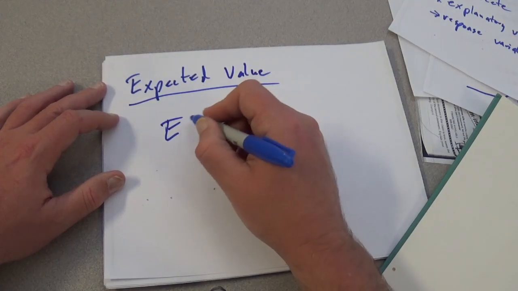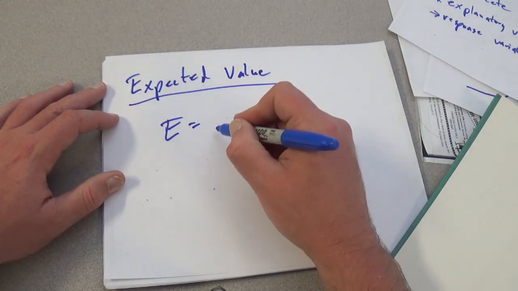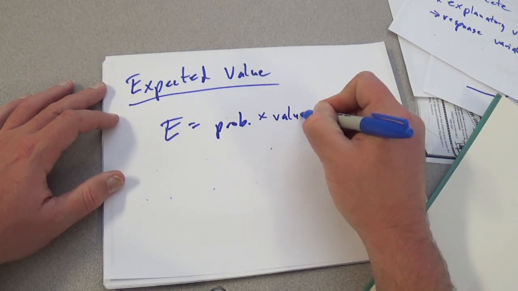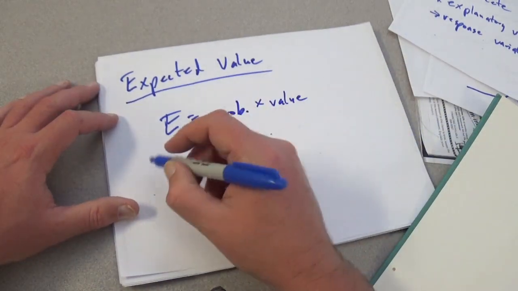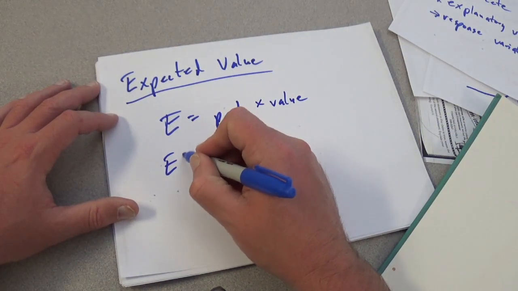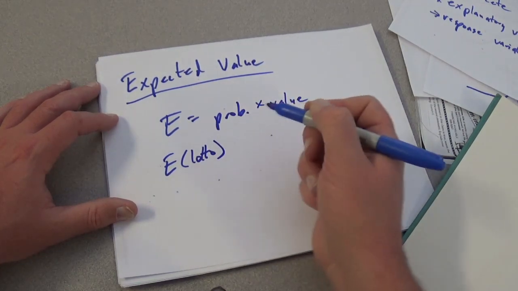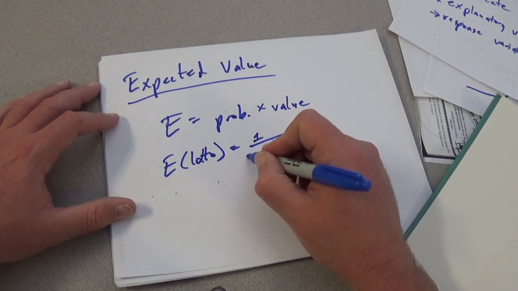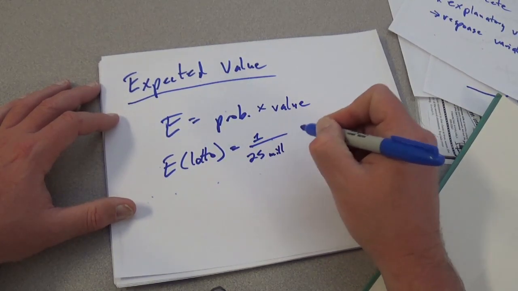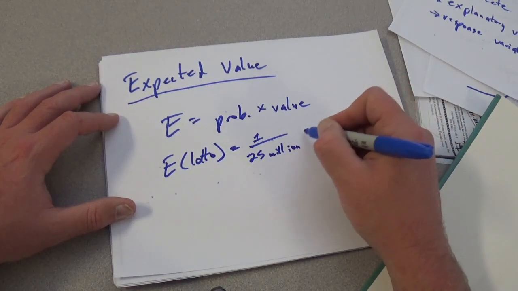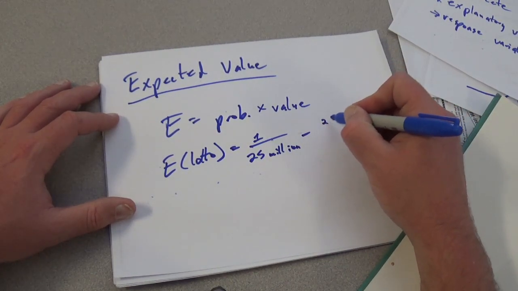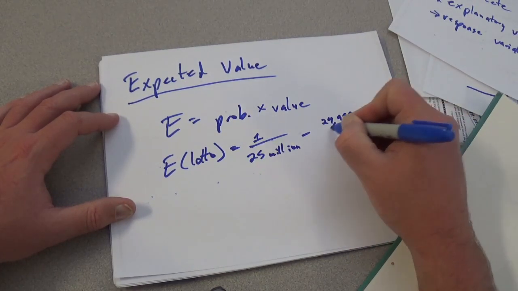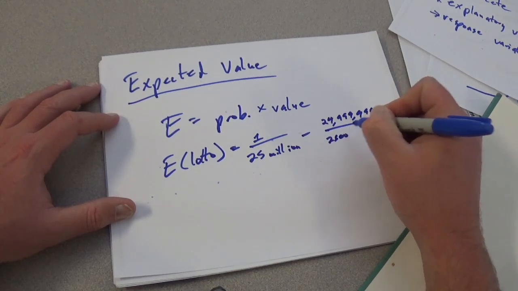The expected value is just going to be the probability of something times the value of it. So, expected value of me winning the lotto. Probability of me winning the lotto is 1 out of 25 million. Minus 24,999,999 out of 25.